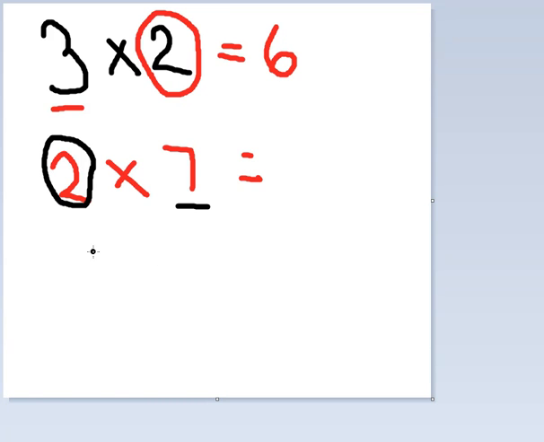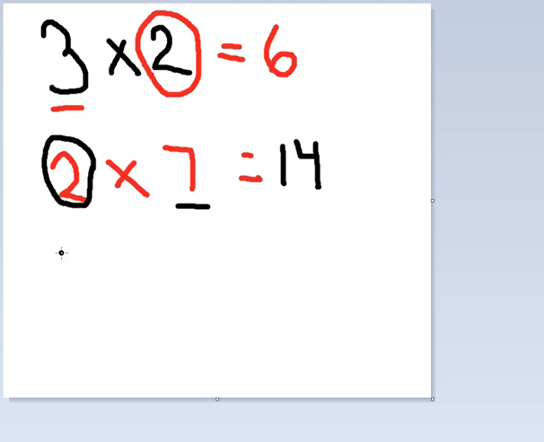The 2's trick says double the number. So the number that's going to get doubled is 7. So I ask myself, 7 plus 7 is what? It's 14. So that is going to be the answer. So 2 times 7 is 14.